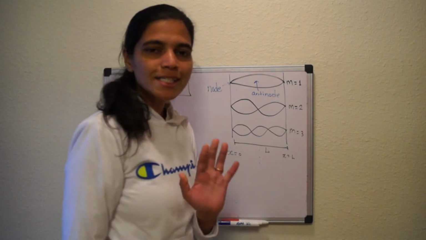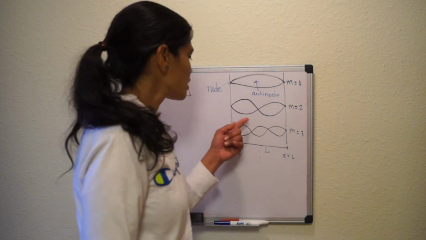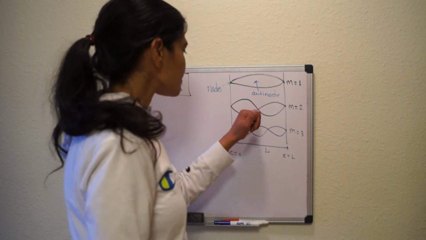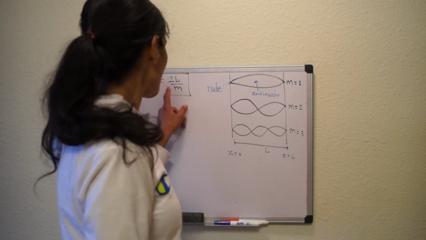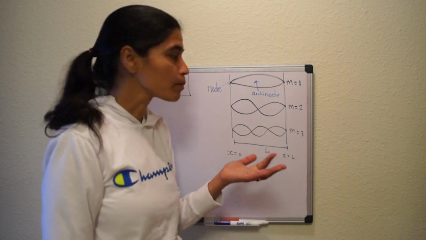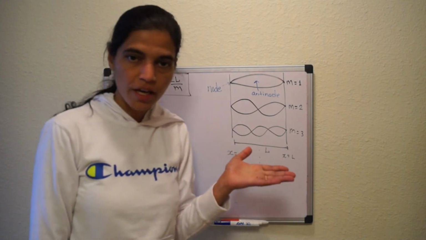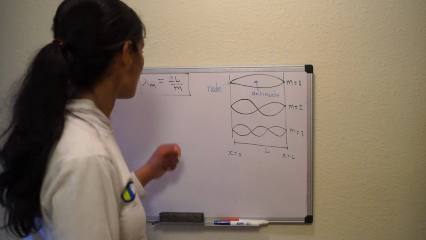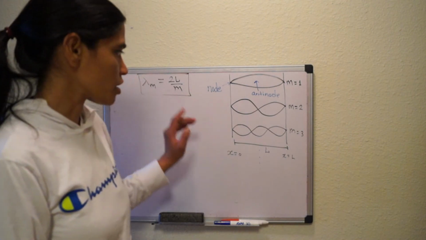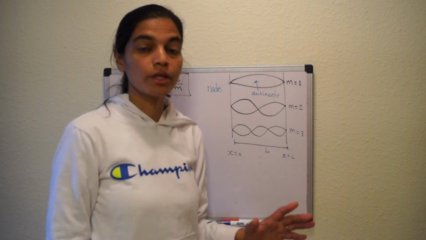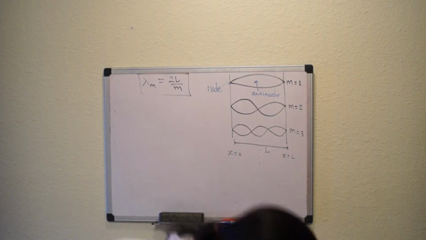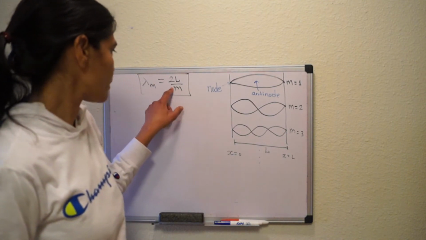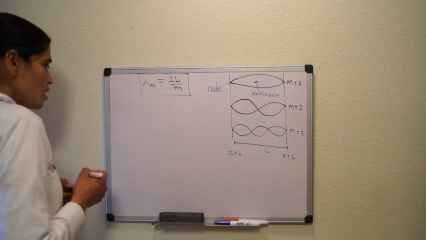Okay guys, a standing wave on the string can exist only, and this is important, when the wavelength of the wave is given by this equation. So the wavelength has to be a multiple of 2L by m. Otherwise, a standing wave cannot exist. Other waves are fine, but to have a standing wave, the wavelength must be given by this equation here. Okay, so this is important.